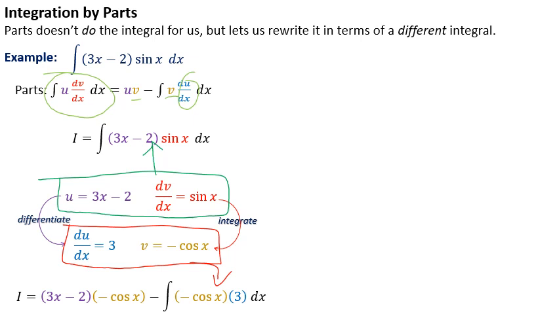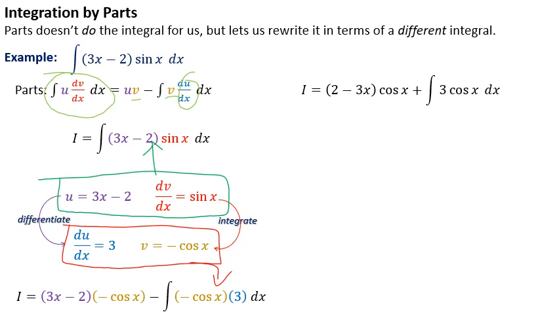And the new integral is going to have two terms, one of which is the derivative of one of the original factors in the integral, and the other one will be the integral of one of the original factors. The next thing we do is we simplify things a little bit.